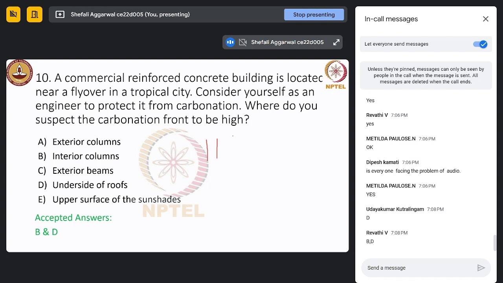Mostly when we say that carbonation will be higher, it will be on the interior side of the column. It won't be on the exterior side of the column, right? Because it's located near a flyover, that exterior part will be protected from direct sun. And next is the underside of the roof, same reason. So your answer is correct, B and D: interior side of the column as well as interior side of the roof. In these places the carbonation front will be higher. Okay, anybody have any issue with this question, or we will go to the next question?